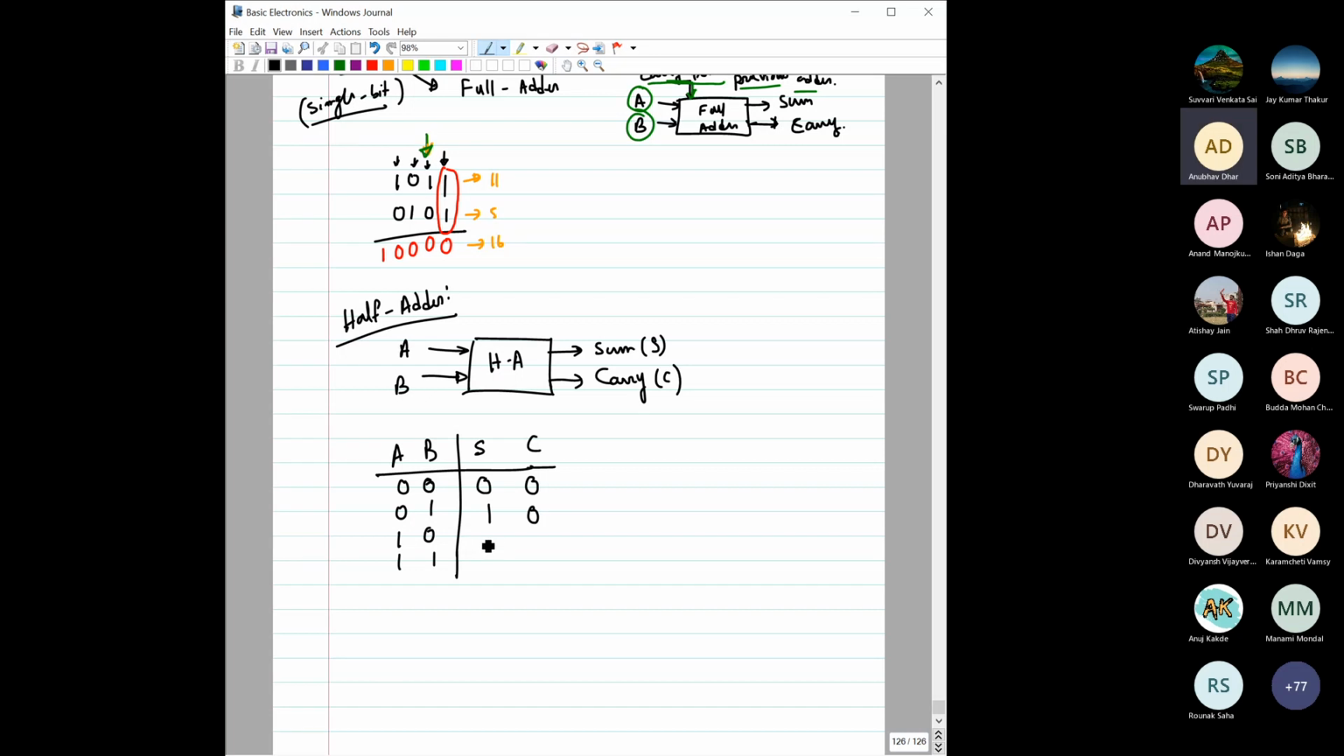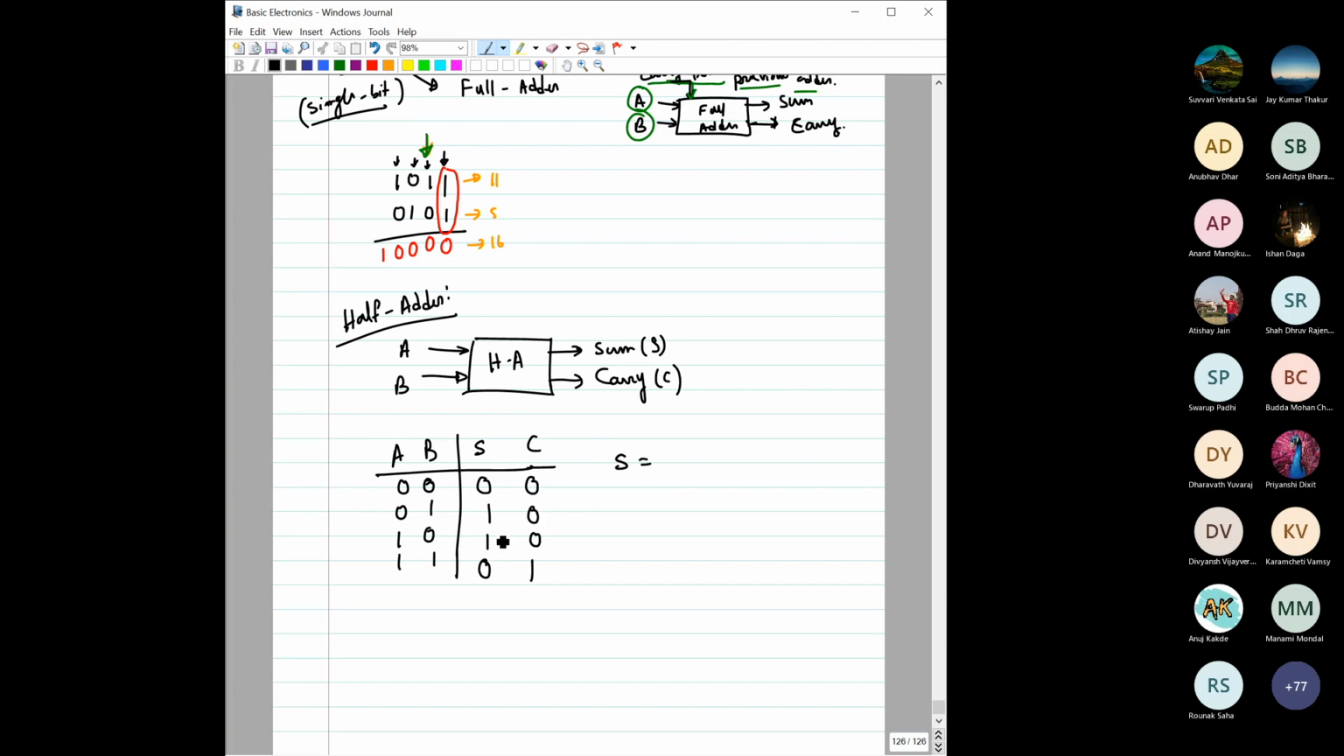Sum 0, carry 1. No, sir, sum should be 1, carry 0. Sum would be 1, right? So sum 1, carry 0. Next one. Sum is 0, carry is 1. Right? Okay. So let us see what is the function then?